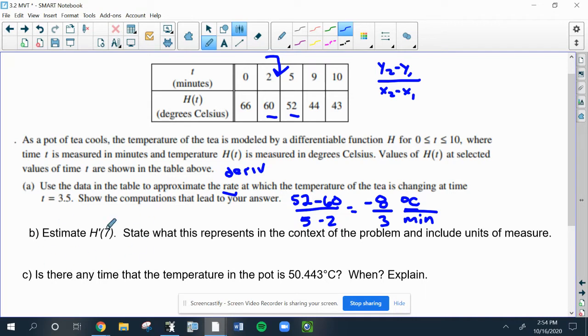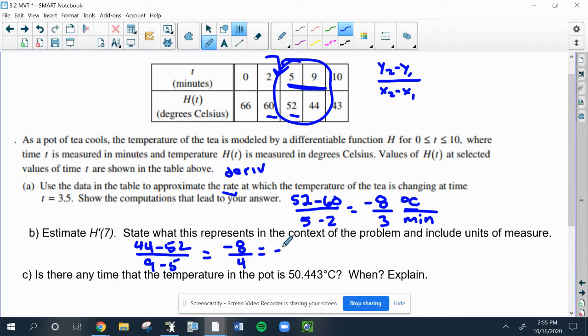So it says estimate h prime of 7. And more or less, it's the same thing we just did up here. What we did up here was we estimated h prime of 3.5. So we'll do the same thing. 7 is somewhere in here, so we're going to find the slope between these 2 points: y2 minus y1 over x2 minus x1. And that would be negative 8 over 4, which is negative 2.